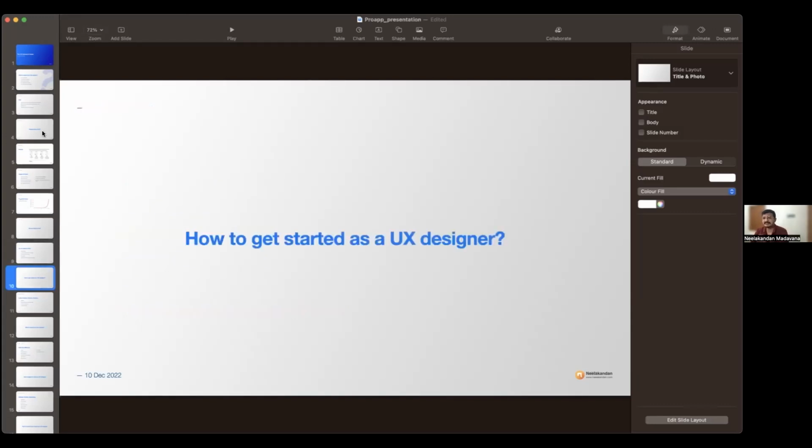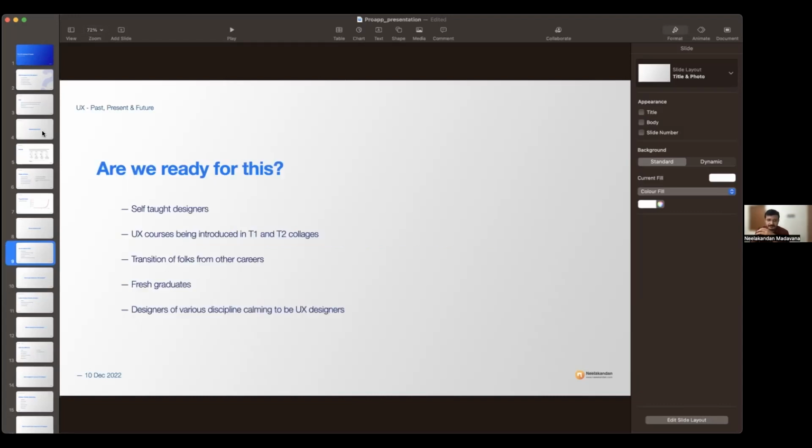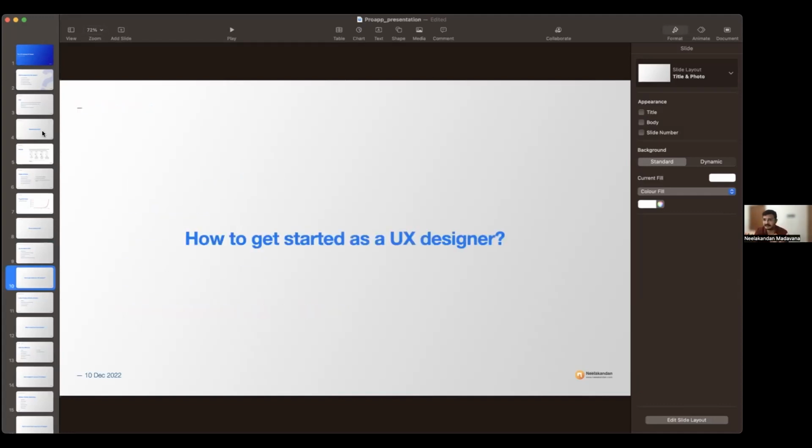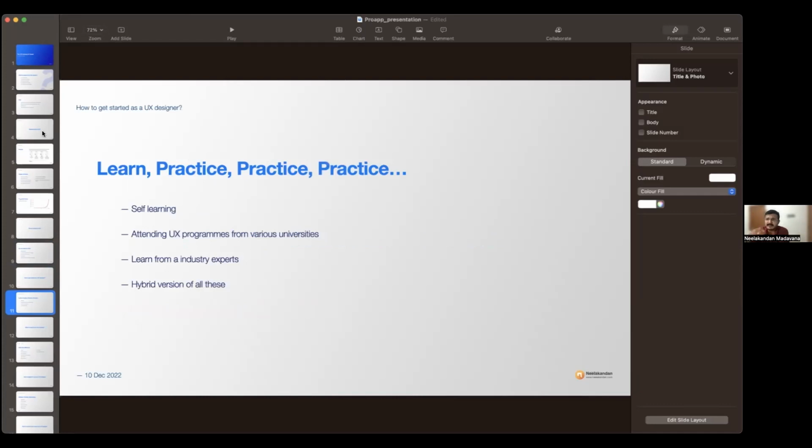So this is the demand that we have, or the stream of people who are coming into this. If you want to be a UX designer, how will you be able to do that? Like I told you, there are different people who do that: self-learning, attending universities or colleges, tier 1, tier 2s, learning from industry experts. They go to college, they learn on their own, they make their own process, they go to the experts.